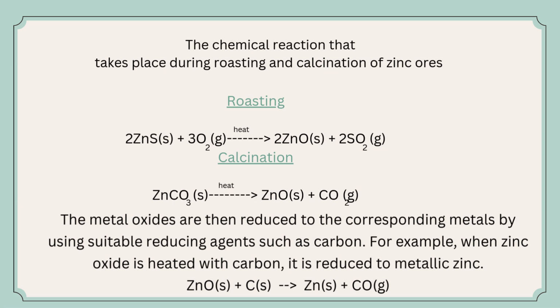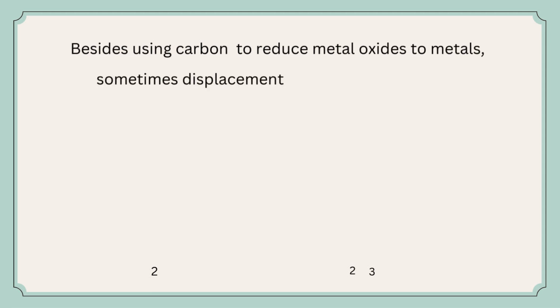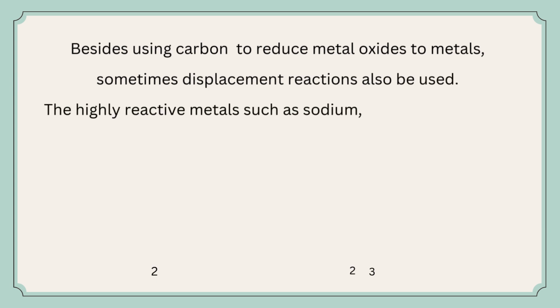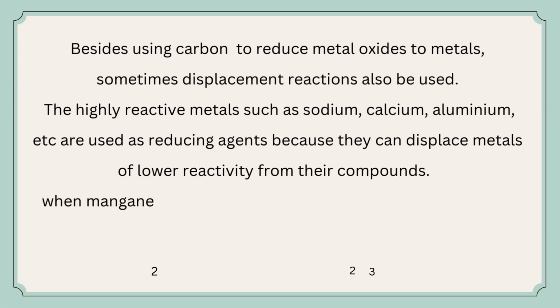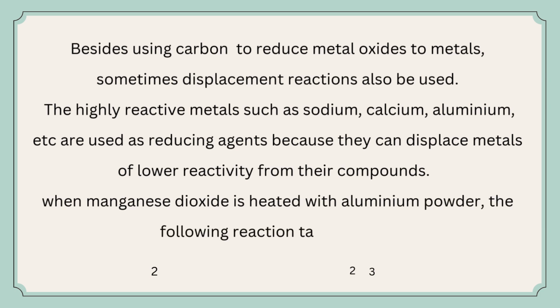The chemical reaction is given here. Besides using carbon to reduce metal oxides to metals, sometimes displacement reactions are also used. This means highly reactive metals such as sodium, calcium, etc. are used as reducing agents because they can displace metals of lower reactivity from their compounds. One example is given here: when manganese dioxide is heated with aluminum powder.